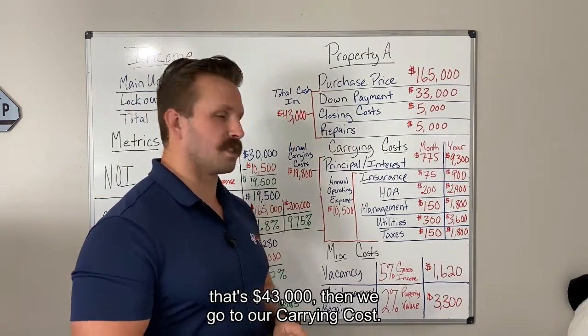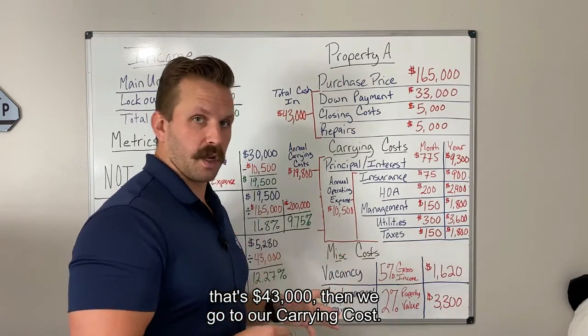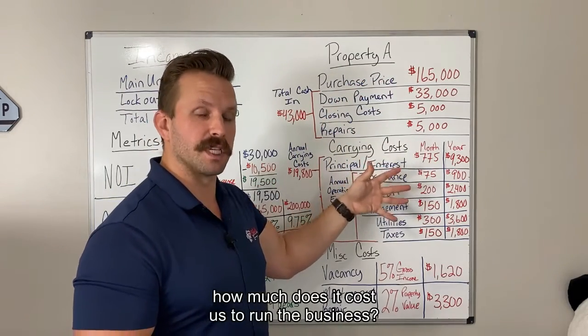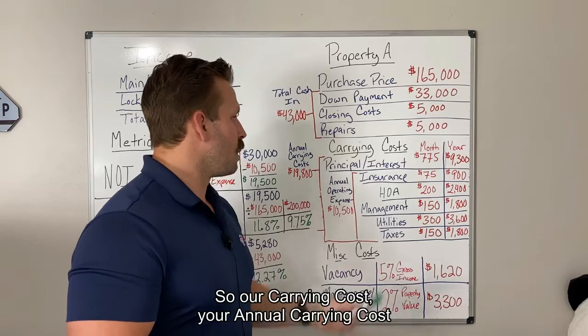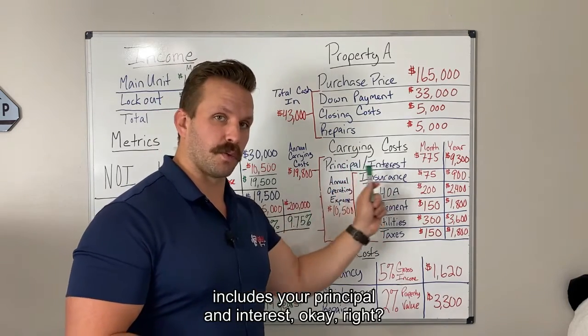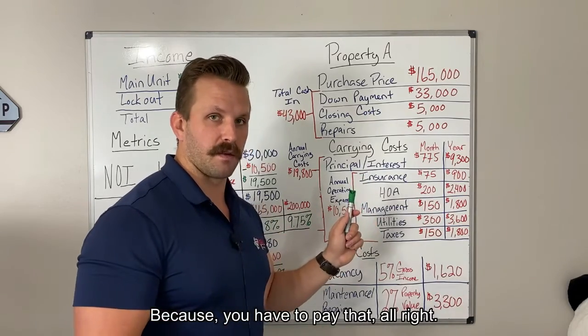That's $43,000. Then we go to our carrying costs. So we've started the business. How much does it cost us to run the business on an annual basis? So your annual carrying costs include your principal and interest, because you have to pay that.